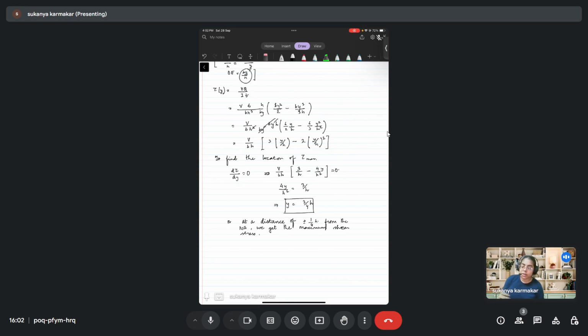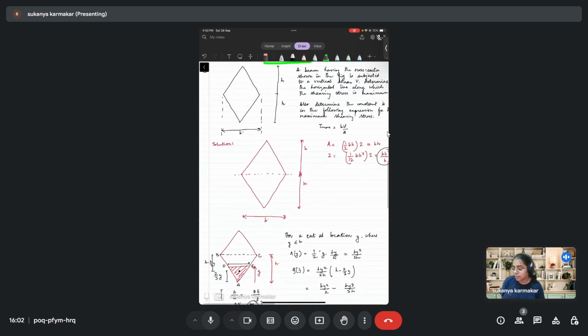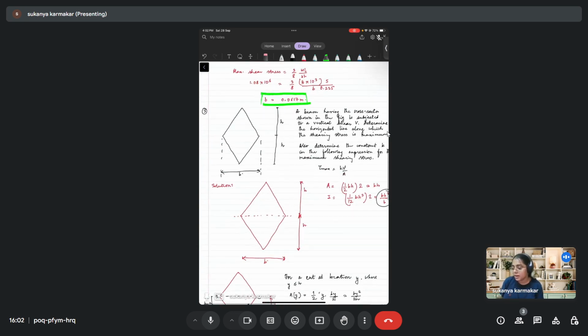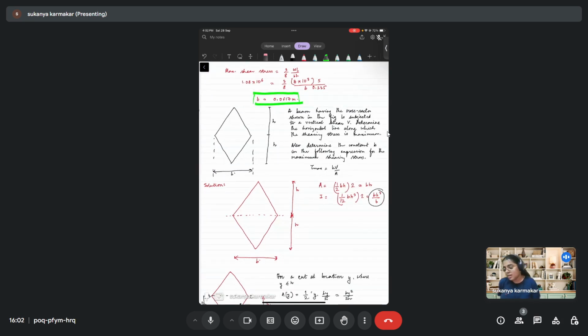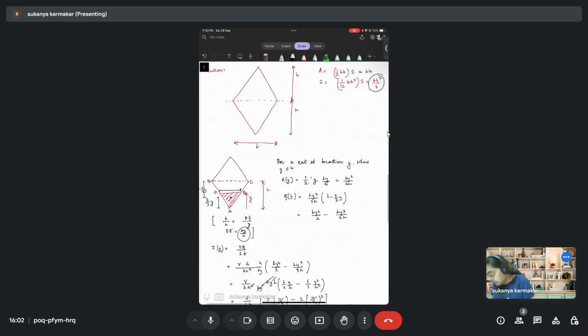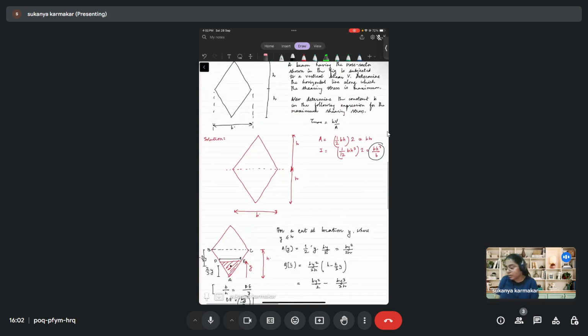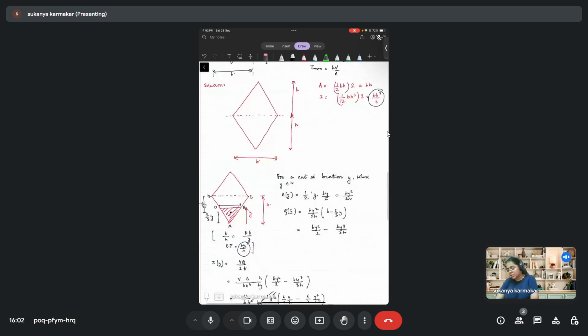Now we'll try to answer the second part of the question. That is, we have to determine the constant K in the following expression for the maximum shear stress. Tau max is equal to KV by A. So first we need to find out the maximum value of the shear stress. We know the location of the maximum shear stress, and we know the expression. So let's just substitute it and calculate the maximum value of shear stress.